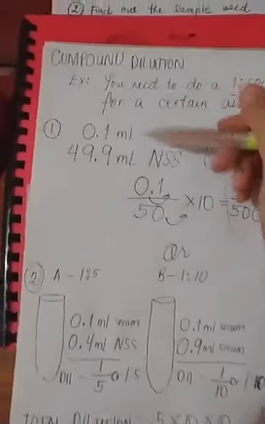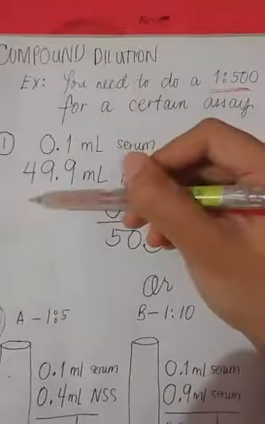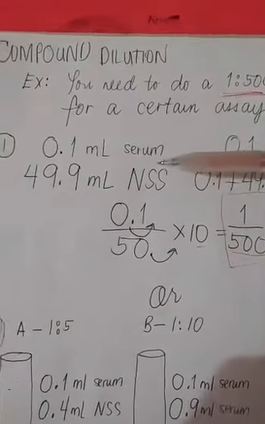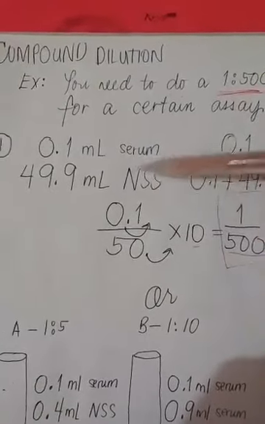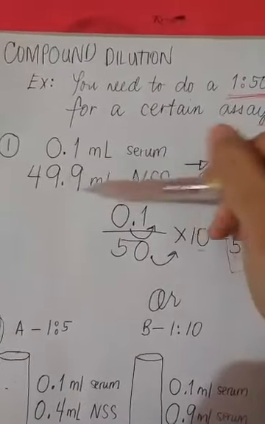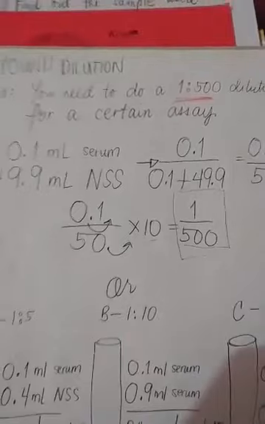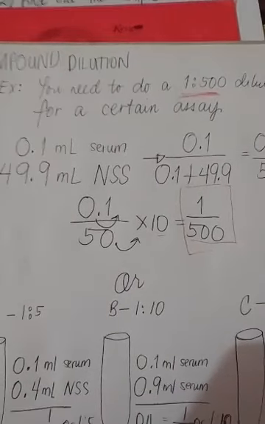Okay, kaya lang kung titignan mo, uy, grabe ka naman, 0.1 ml serum, tas 49.9 ml na NSS. Paano kung 100 pasyente yung gagawan mo ng ganitong dilution? Nagsayang ka ng NSS. Okay, so 49.9 ml ang gagamitin mo para lang magkaroon ka ng 1:500 na dilution. Okay? Wait lang, mamaya kayo mag-chat kasi naka-Facebook live tayo. Okay?